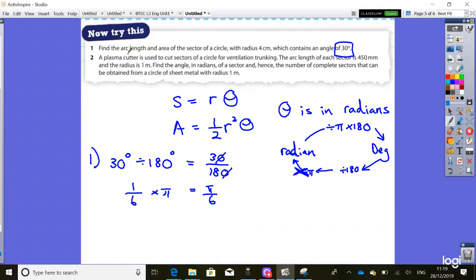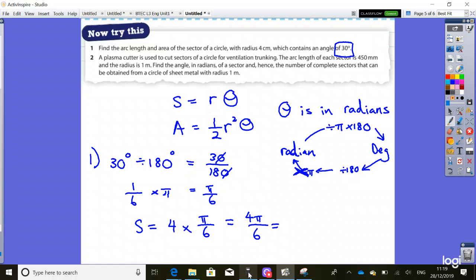So the question wants you to find the arc length, which is S. So S is equal to r times theta, and r is 4, times pi over 6, which is 4 pi over 6.